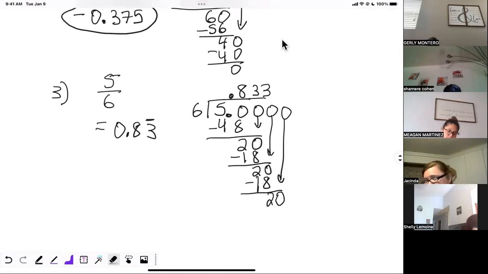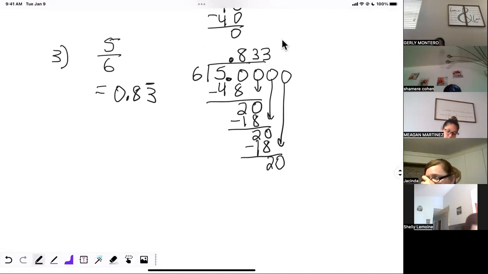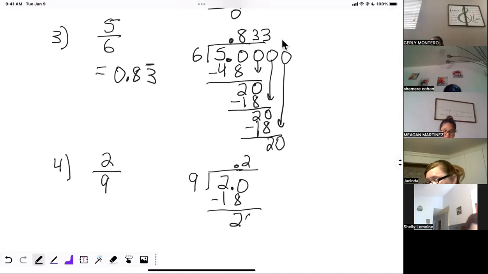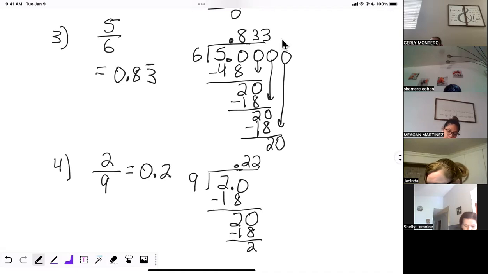Okay, let's do another one. 2 divided by 9. Again, I'm going to have to put my decimal and my 0. All right, how many 9s go into 20? 2, for 18. I subtract, I get 2 left over. Just in case you don't realize what's going to happen, that's going to be 2 again, which is 18 with 2 left over. So it's going to be repeating 2. So my answer is going to be 0.2 repeating.